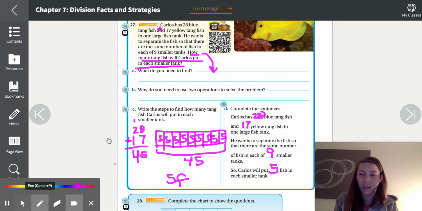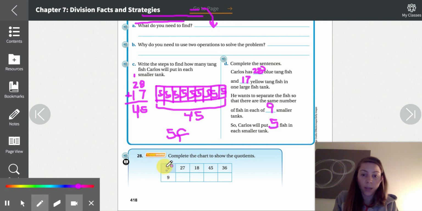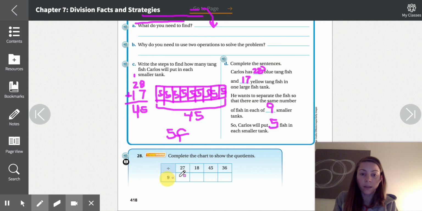Okay, I'm going to just fill in the answer for the last one. Okay, this is a division table. The top is the dividend. The bottom number right here on the left is the divisor. 27 divided by 9 is 3. 18 divided by 9 is 2. 45 divided by 9 is 5. 36 divided by 9 is 4.